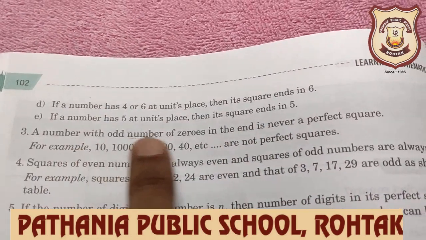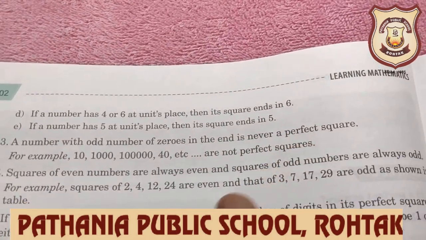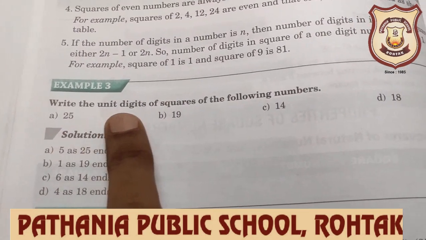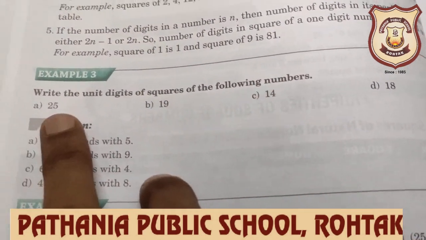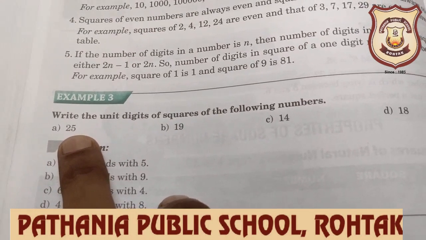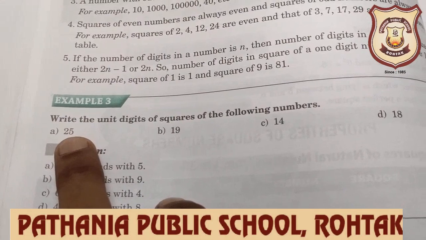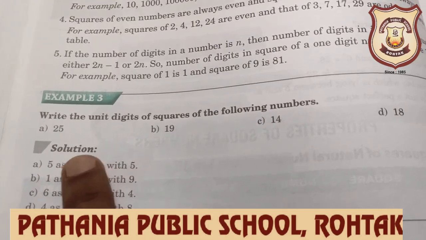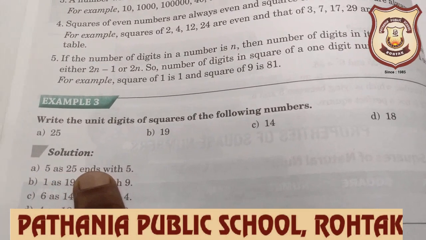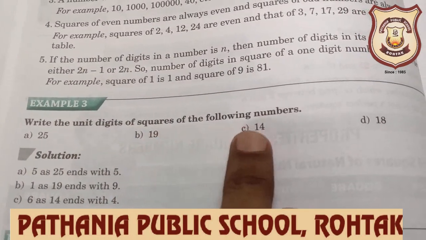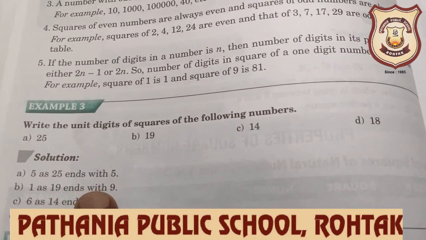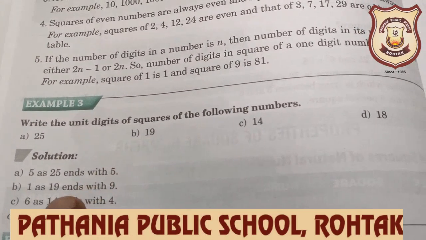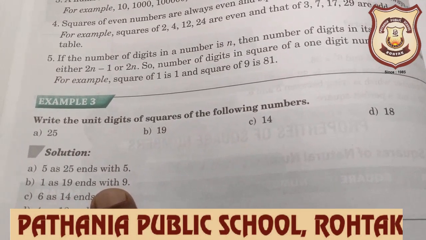And if a number has 5 at units place, then its square also ends in 5. That I told you, a number with an odd number of zeros in the end is never a perfect square. So read all this. Just like this example, write the unit digit of the square of the following numbers. Of 25, what is the unit digit of the square of 25? Because the unit digit in the given number is 5, its square ends with 5. Unit digit is 5. 19 is there. What is the unit digit of 19? 9. What is the square of 9? 81. So the square of 19 ends with 1.